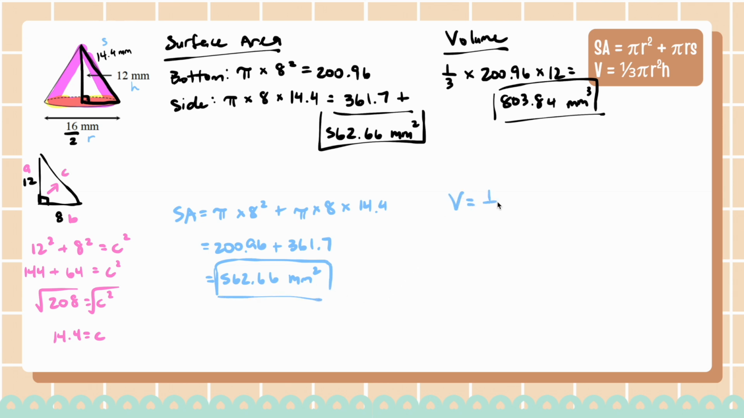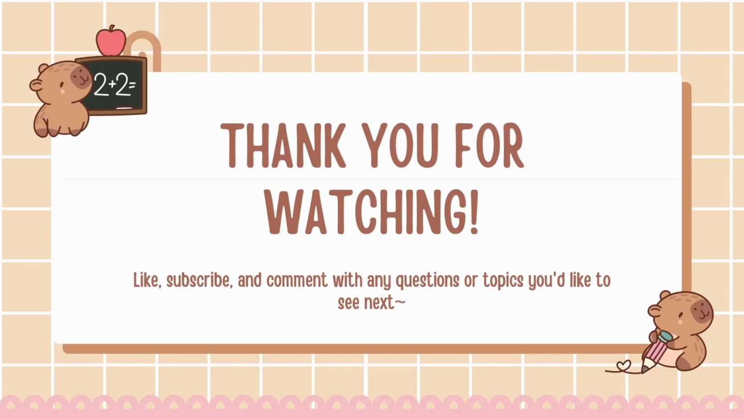For the volume, we're going to do 1/3 times pi times r squared, which is 8 squared, times the height, which is going to be 12. All of this multiplied, again, 803.84 millimeters cubed. And that's how you solve for the surface area and volume of a cone when missing a side length.